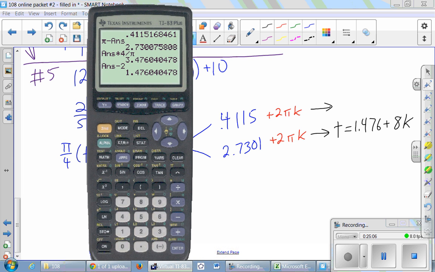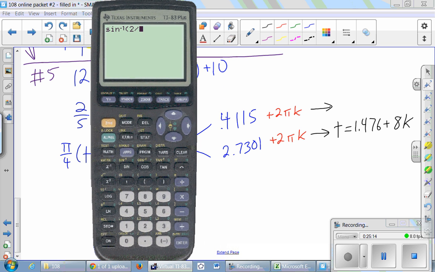And then we play the same game up here. So we use the calculator. I'll just go back to the beginning. So we had inverse sine of, what was it, 2/5. And then we had to multiply by 4 over pi, and then we had to subtract 2. So let's try this again. Subtract 2. Okay, so hopefully that's okay. Negative 1.476. Not surprised this time. I was surprised the first time, but now that I've thought about the symmetry of the original graph, that seems reasonable. And then plus your 8k.